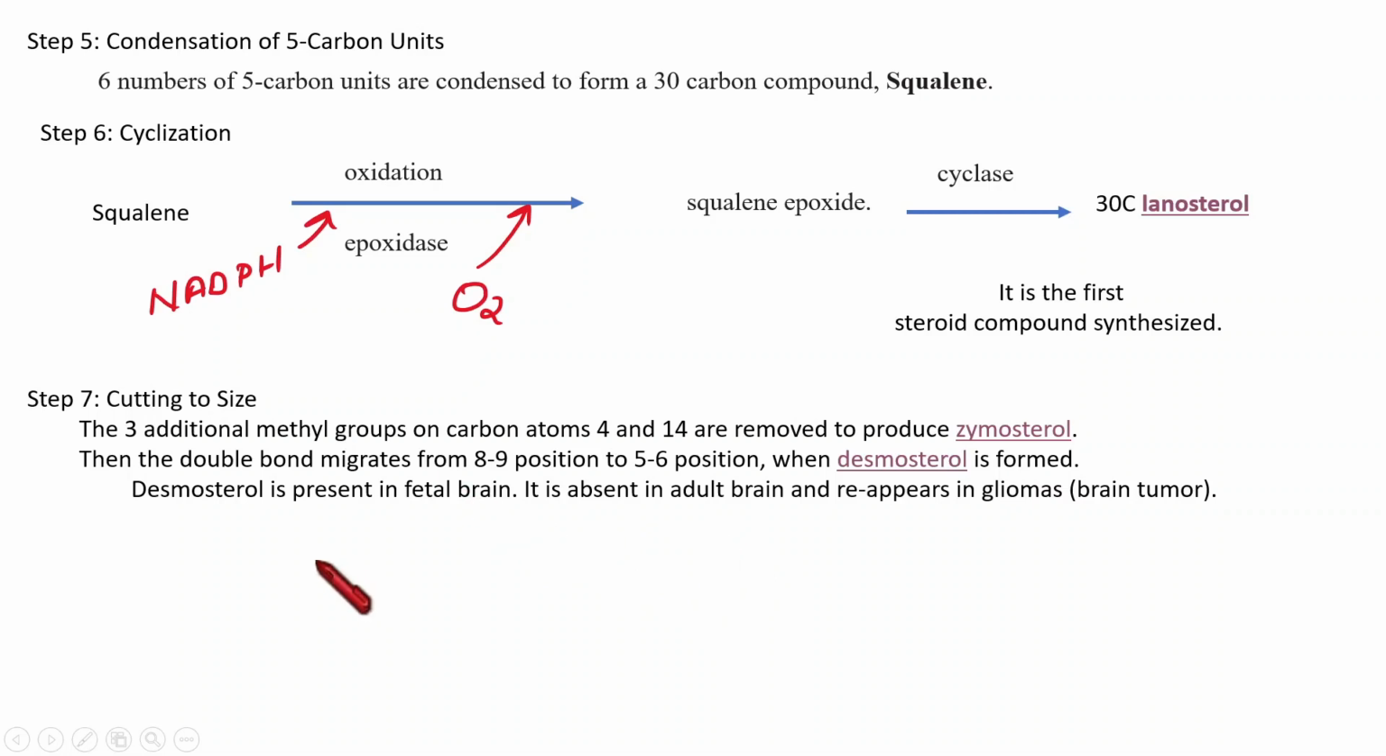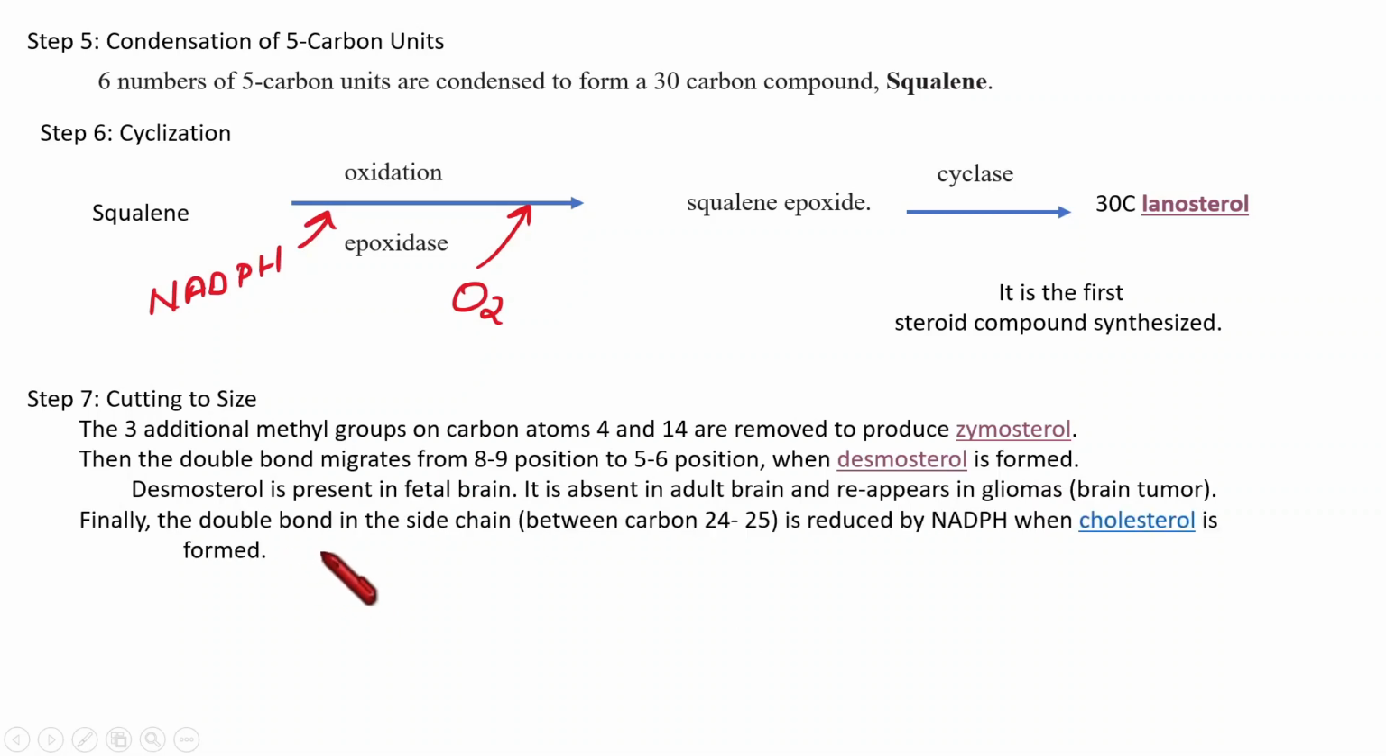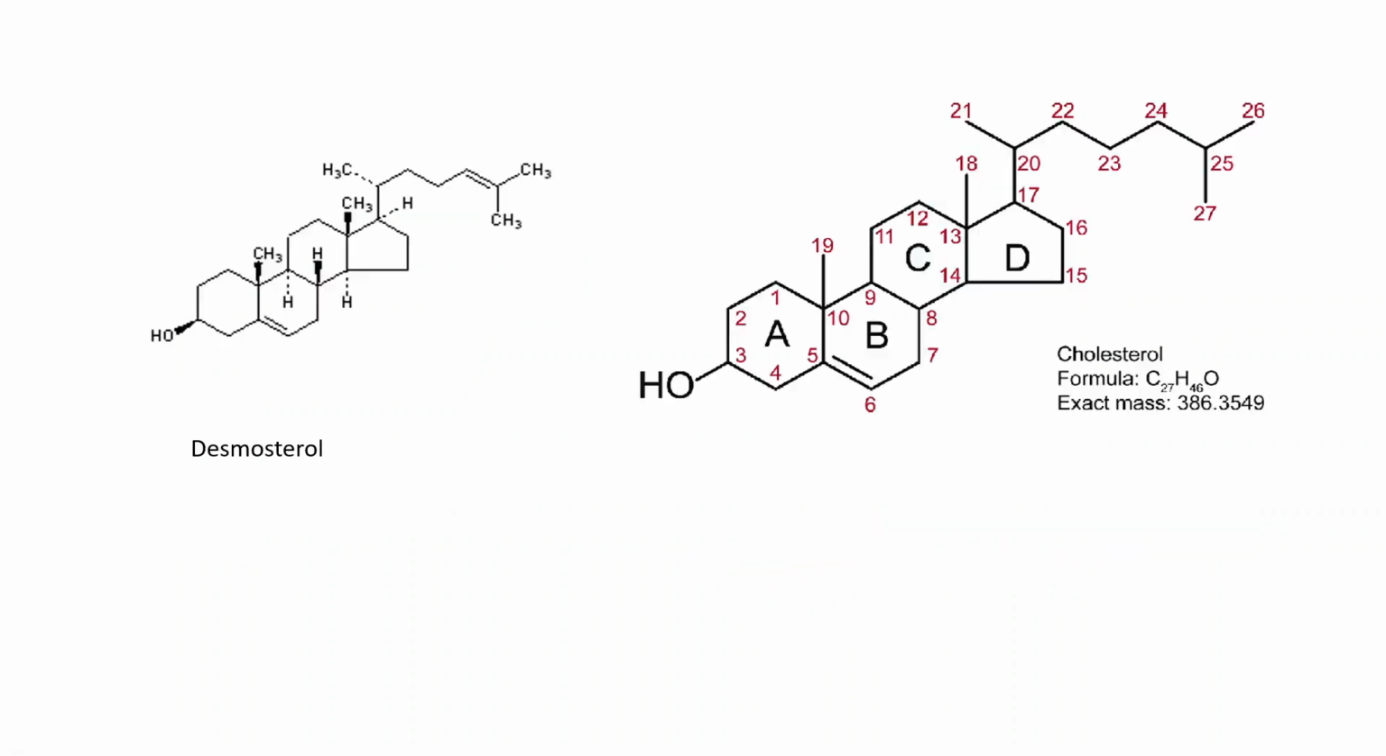Next, another last modification is happening. That is a reduction of a double bond located between the 24th and 25th carbon in the structure of desmosterol. Because of that reduction, cholesterol will form. I will show you that. This is desmosterol, and between the 24th and 25th there is a double bond. It undergoes reduction and forms the cholesterol.